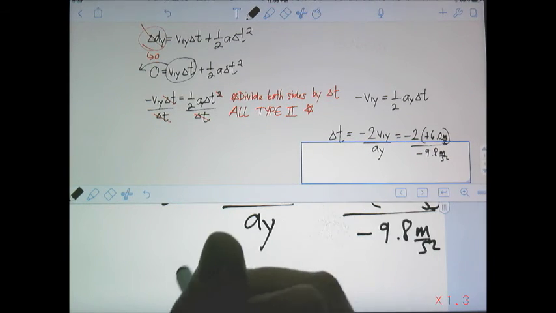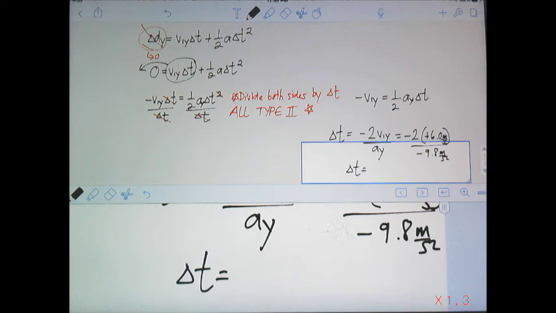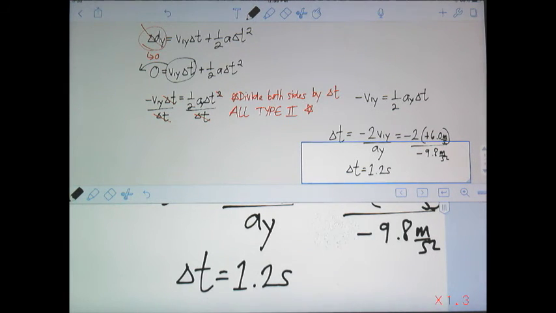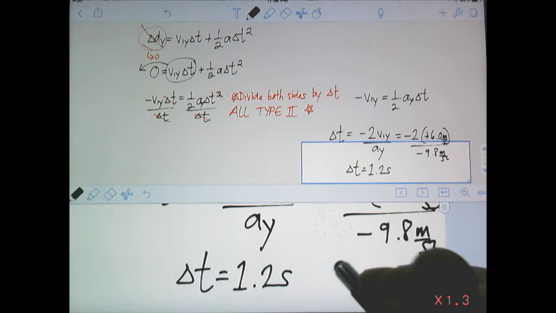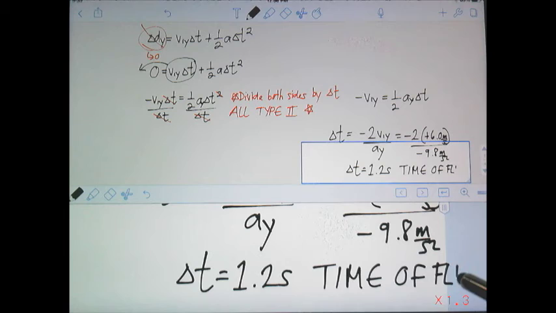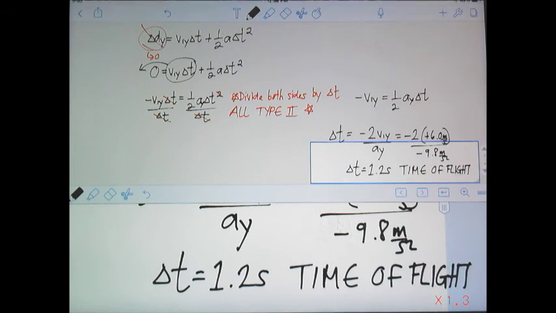If you punch this into your calculator and report your answer to 2 significant digits, you get 1.2 seconds. Your answer should be positive. We cannot accept a negative value for time. It's invalid. So we found our time of flight, and this is the most important thing. The rest is easy. So the time of flight is 1.2 seconds.